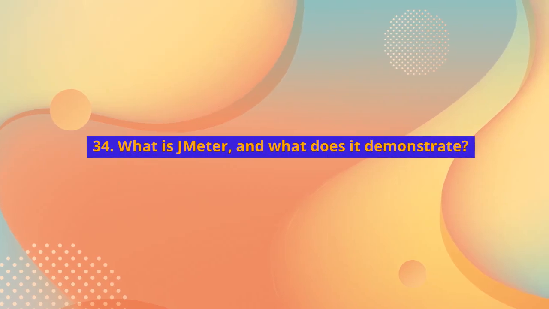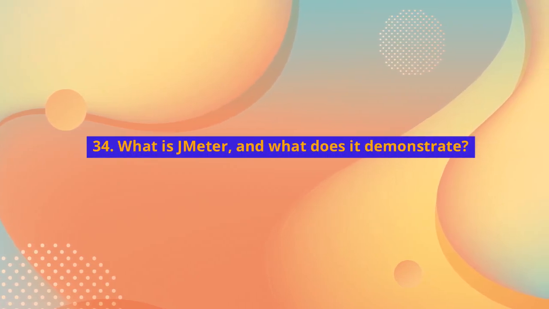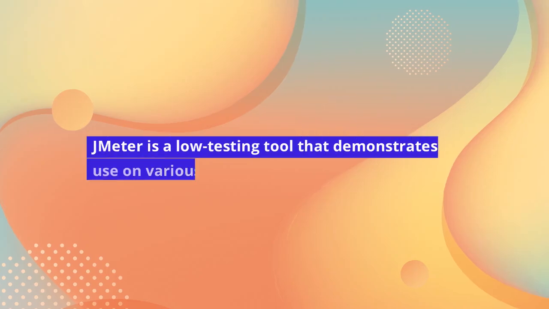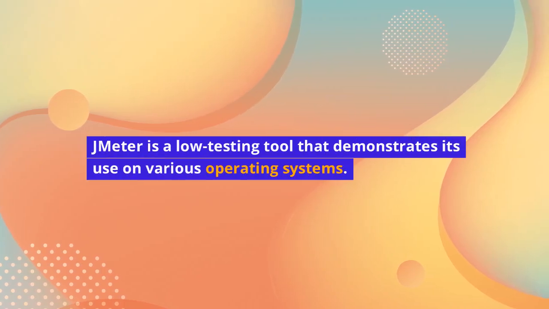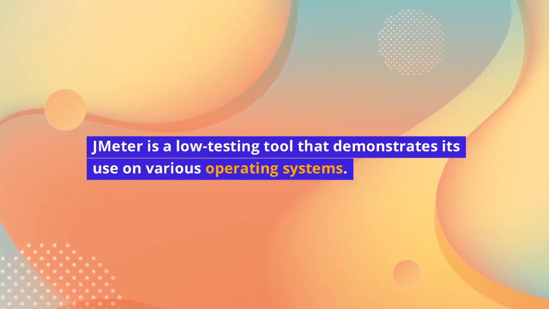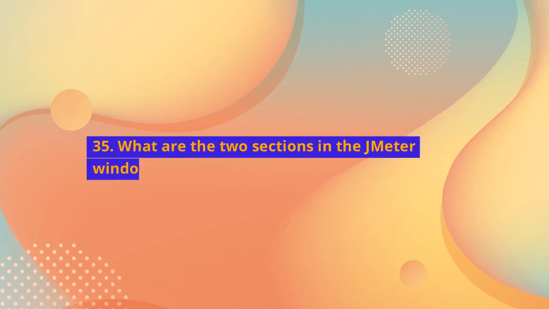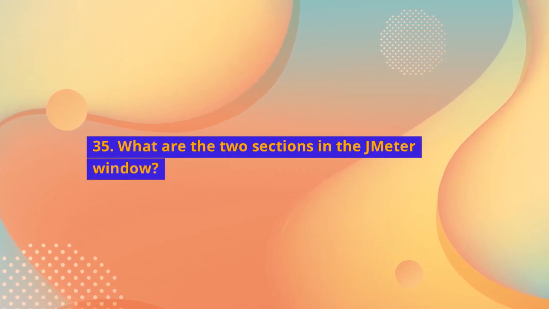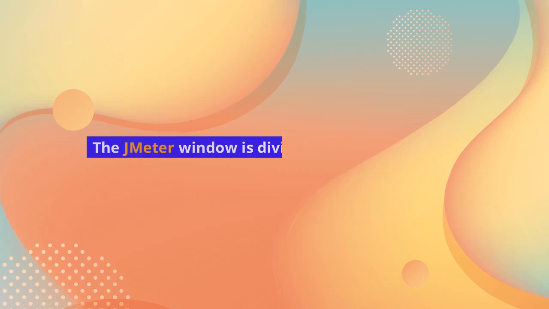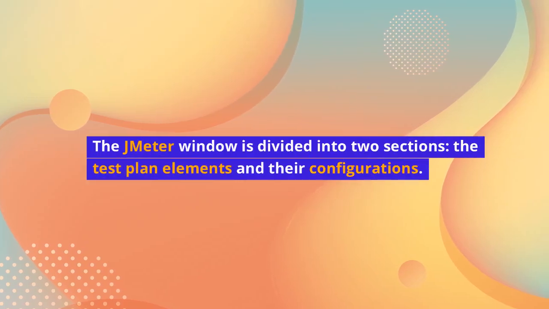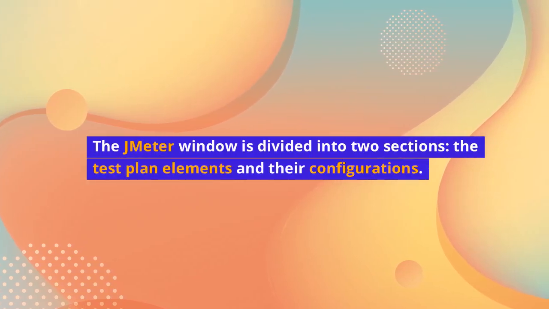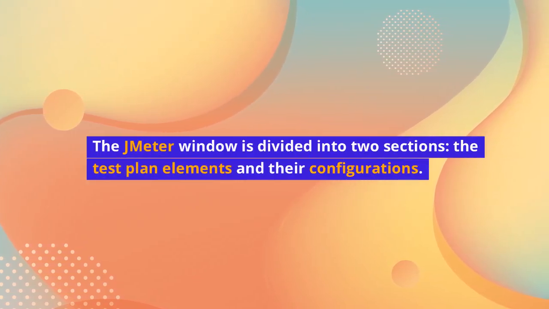34. What is JMeter, and what does it demonstrate? JMeter is a load testing tool that demonstrates its use on various operating systems. 35. What are the two sections in the JMeter window? The JMeter window is divided into two sections, the test plan elements and their configurations.